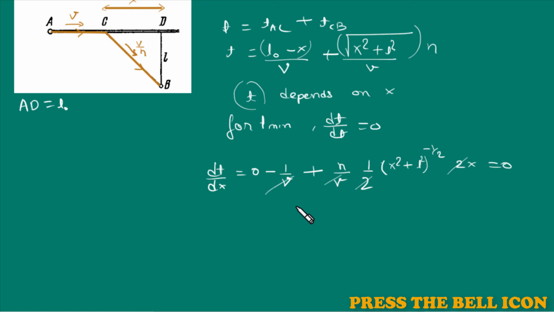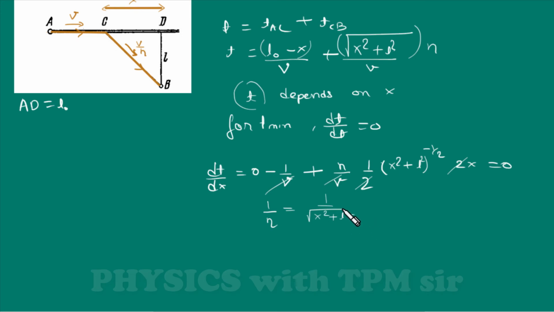Now v and v will also be cancelled. Now here I have got n. So 1 by n, let's say I am skipping one step, is equal to x by under root of x square plus L square. Am I right? Yes, above there is one x also. Okay, this is x, this is multiplication. Now I think it is clear.